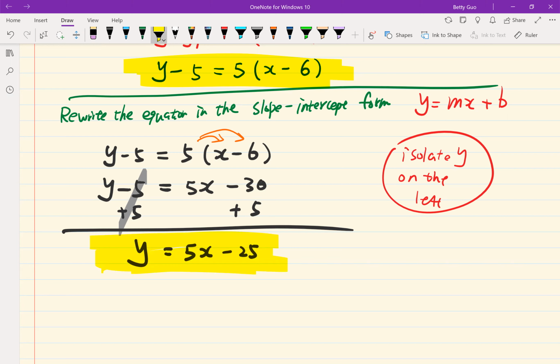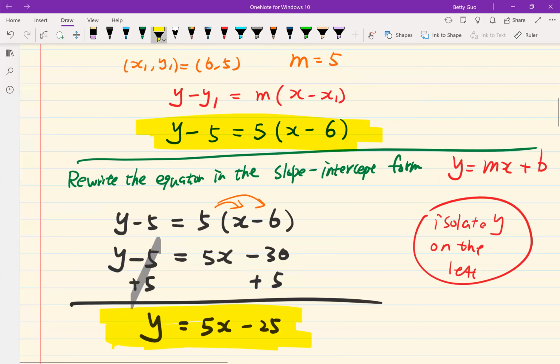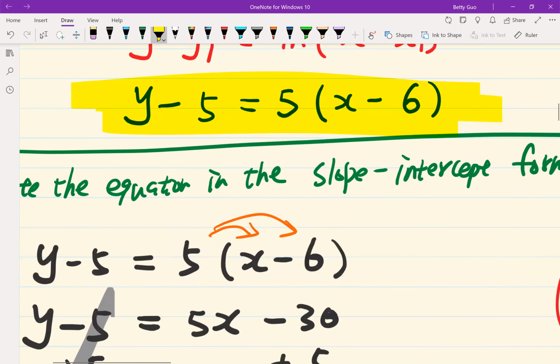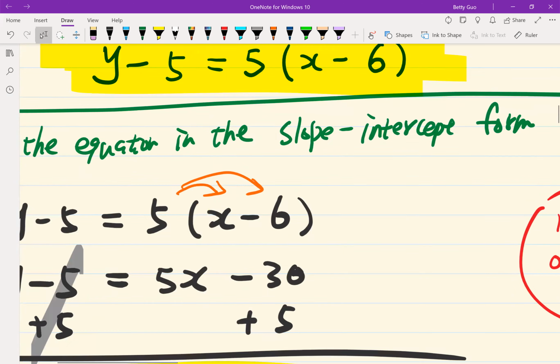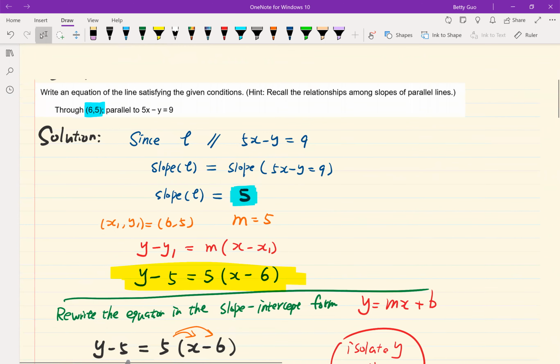Sometimes the problem requires you to find an equation in a specific form, then you have to do that. We got the point-slope form earlier. If the problem requires you to find an equation in the standard form or slope-intercept form, then you have to convert. Any question about this problem?